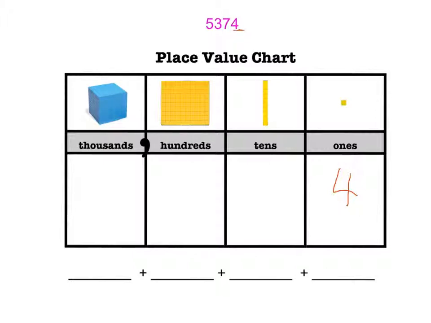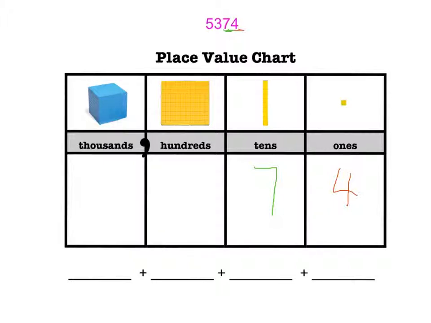Let's move along to the tens. How many tens are there in this number? That's right, there are 7 tens. 7 here. So we have 7 tens, or 70. So remember the number again, let's say it, it gives us a clue every time. 5,374.